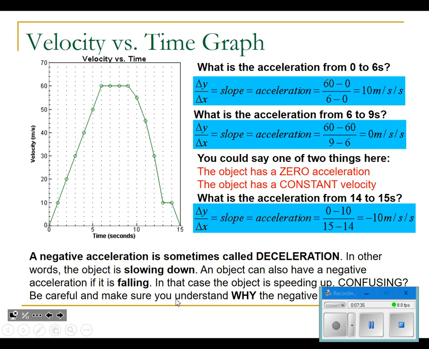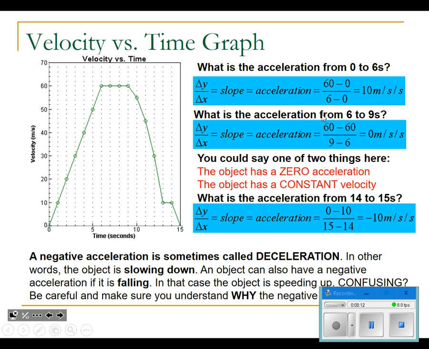Okay? So here we have a velocity versus time graph. These are excellent graphs, by the way. They have the labels, the units, the titles, excellent graphs. So we have our change in y over our change in x, which would be 60 divided by 6 for 0 to 6 seconds, all right? So that would be 10 meters per second per second. Another way to write that would be 10 meters per second squared, okay?